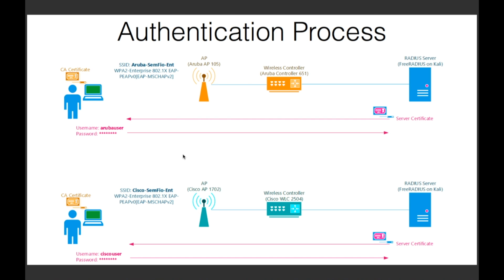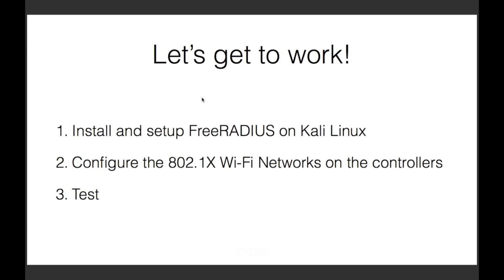So basically that's the setup, and so I think we have everything in place to get to work. So let's get started. We have three main steps in this process. The first one is install and set up the FreeRADIUS on the Kali Linux. The second one is configure the new 802.1X Wi-Fi networks on the controllers, and then we can finally test everything.